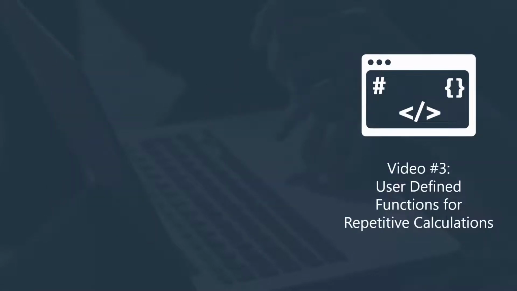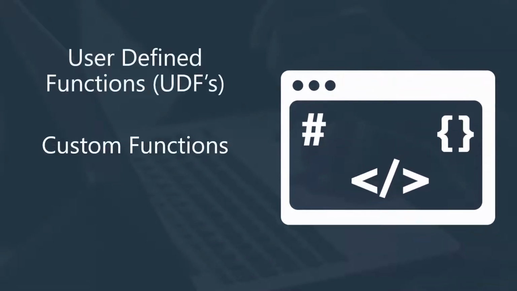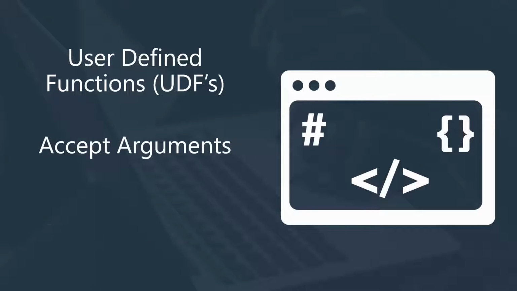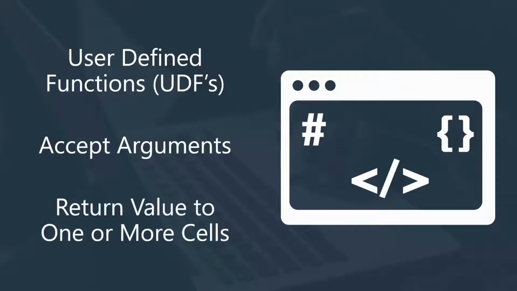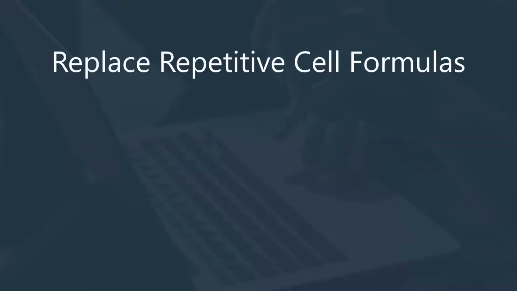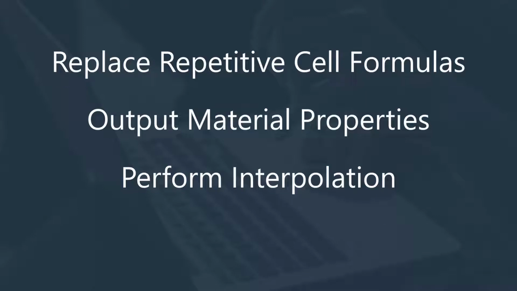In this video, I'll show you how to create a user-defined function for repetitive calculations. User-defined functions, or UDFs, are custom functions that you can create, and they work just like built-in Excel functions. They accept arguments and then return a value to one or more cells on a worksheet. Functions are written in VBA, which is the built-in programming language included in Microsoft Office products. I use UDFs to replace both simple and complex cell formulas that I find myself using over and over again for outputting material properties, performing interpolation, and even solving differential equations.